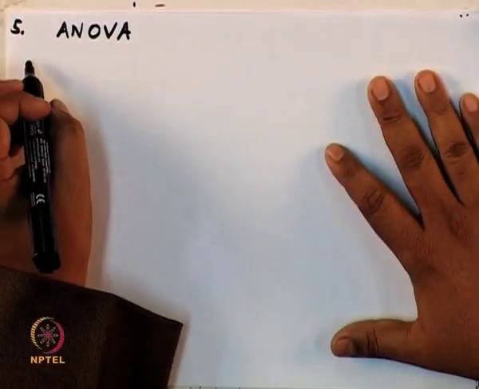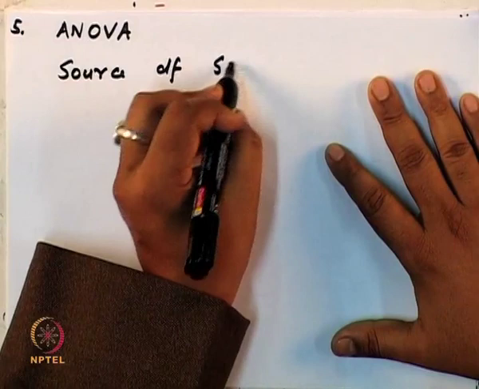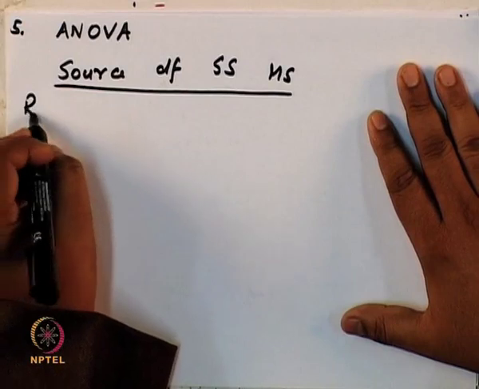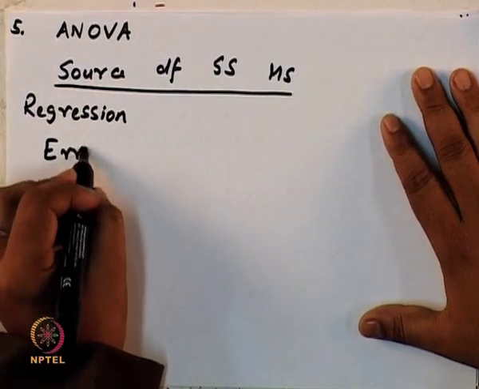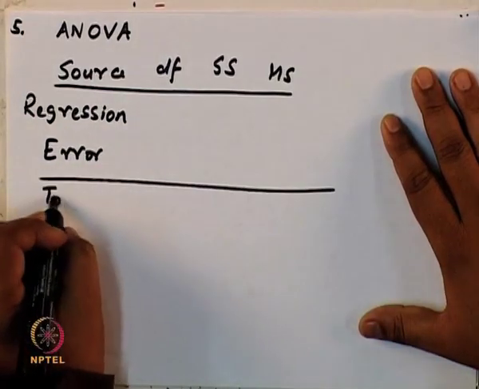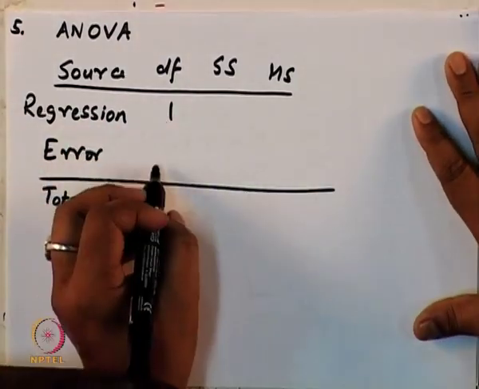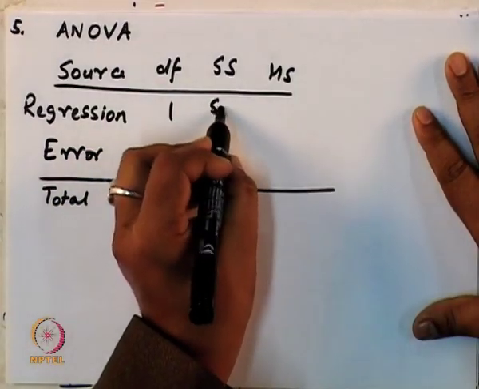So, if I write down the ANOVA table, okay, so your ANOVA table should look something like this. Okay. Source, degree of freedom, SS and MS. Okay. Your source is regression and error are the two components of the total. So, regression has degree of freedom 1, error has degree of freedom n minus 2, and the total is n minus 1. Okay.